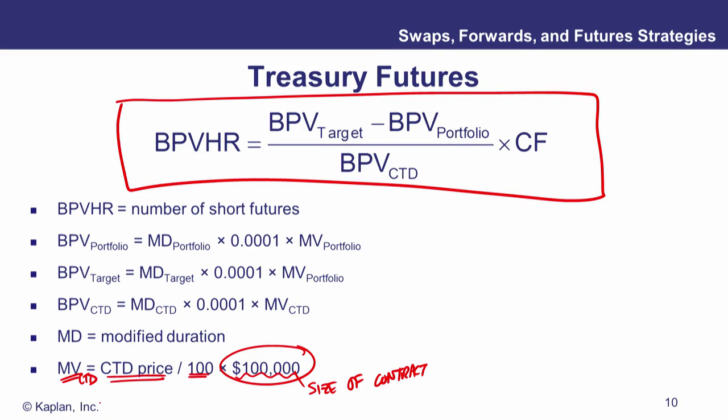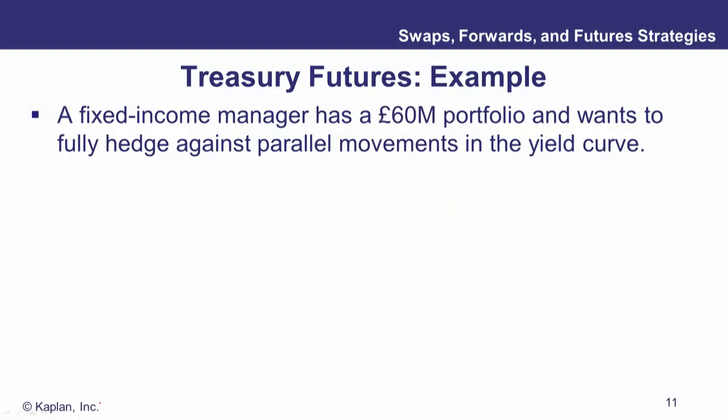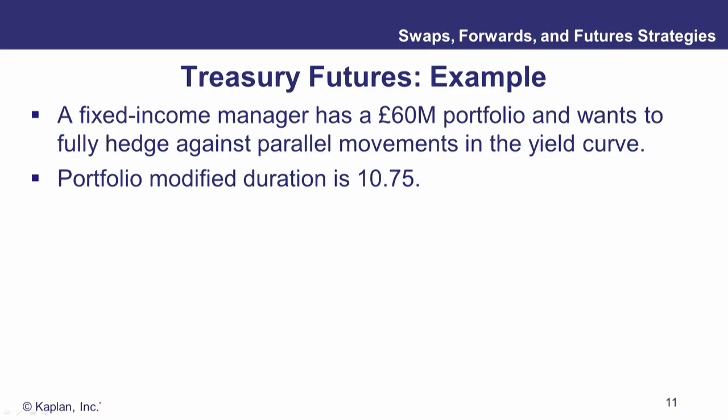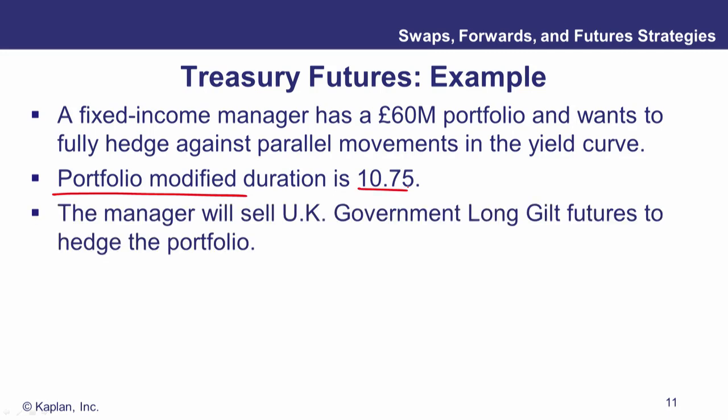All right, so let's use it. Classic level 3, it's not really deriving the theory anymore, it's more about application. Here we've got a fixed income manager with a £60 million portfolio, who wants to fully hedge against parallel movements in the yield curve. A full hedge would be a target BPV of 0, wouldn't it? The current portfolio modified duration is 10.75. They're going to sell UK government long gilt futures. Now, the name long gilt here just means the asset underlying the futures is a long-dated UK Treasury bond. In the UK, Treasury bonds are called gilts.